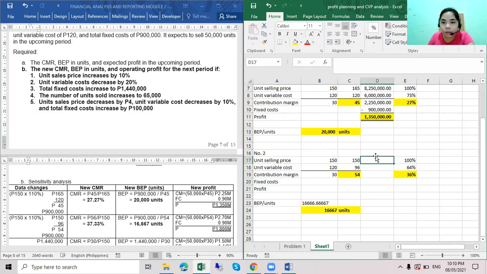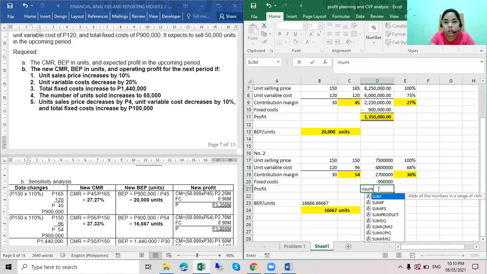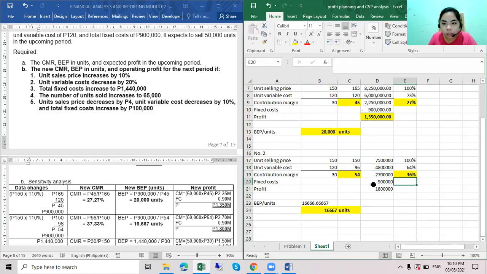So your profit will be 150 times 50,000 units. And there you go. So 54 times 50,000 units, your fixed cost of 900,000. And your profit will be 1.8 million. So this is quite higher than the previous scenario, which pasakaan niya 10% ang yung unit selling price.